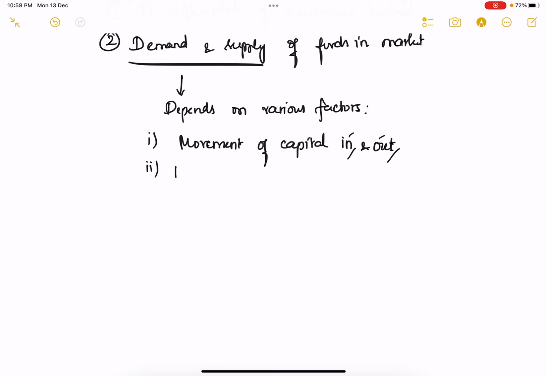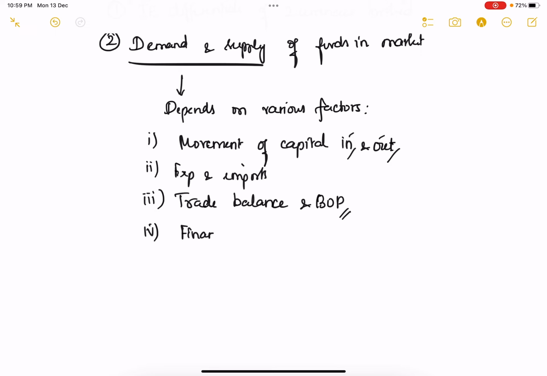The second factor is exports and imports. Trade balance and balance of payment will be the third factor. We have already discussed balance of payment earlier. The fourth factor is financial and fiscal status of both the countries. So depending upon that, the demand and supply of forwards in the market will be decided.